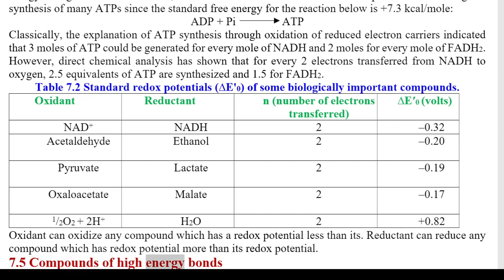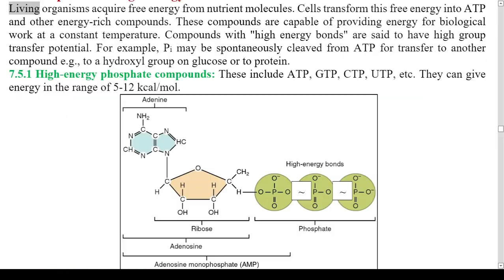7.5 Compounds of high energy bonds. Living organisms acquire free energy from nutrient molecules. Cells transform this free energy into ATP and other energy-rich compounds. These compounds are capable of providing energy for biological work at a constant temperature. Compounds with high energy bonds are said to have high group transfer potential. For example, Pi may be spontaneously cleaved from ATP for transfer to another compound, for example to a hydroxyl group on glucose or to protein.